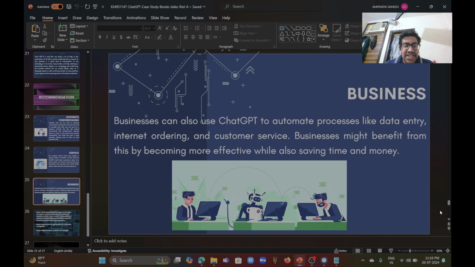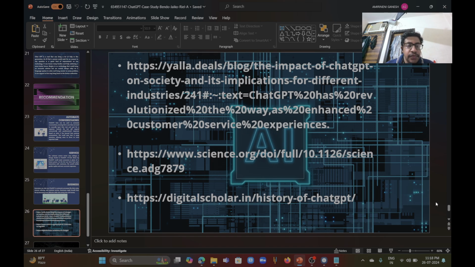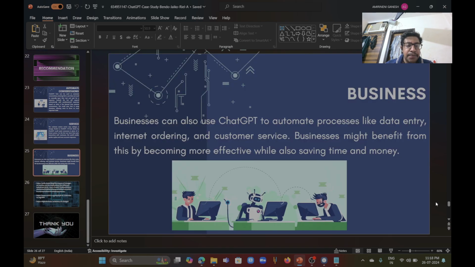ChatGPT for business: how to use ChatGPT for business purposes. Businesses can also use ChatGPT to automate processes like data entry, internet ordering, and customer service. And the business might benefit from becoming more effective while also saving time and money. Like this, see, this is an example. This is the example of the picture. This is the doubt. Okay, thank you.